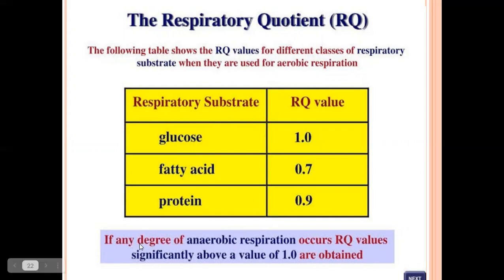If any degree of anaerobic respiration occurs, RQ values significantly above a value of 1.0 are obtained. So these are the respiratory quotient values in different types of respiration.